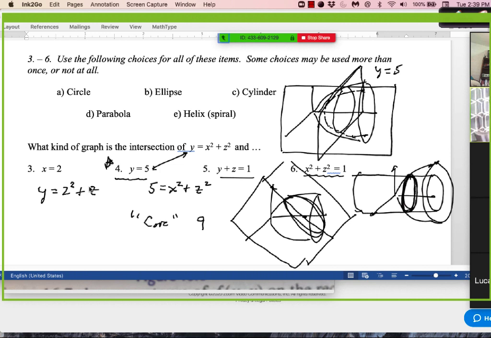All right, questions on these 3 through 6. So we got a parabola, a circle, an ellipse, and another circle. Any questions on those? Okay, moving on.